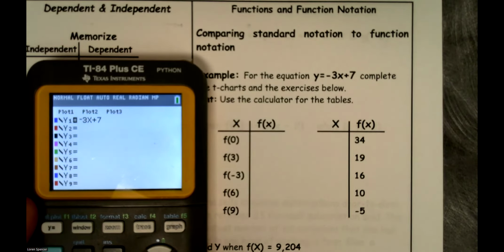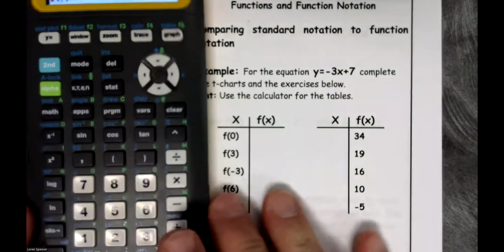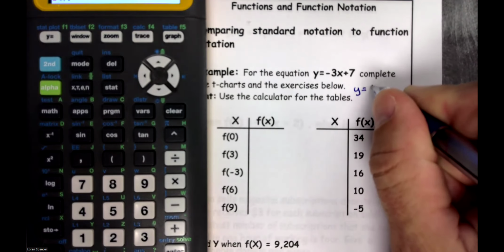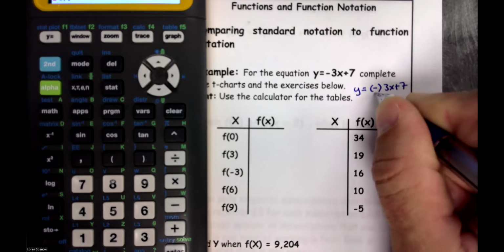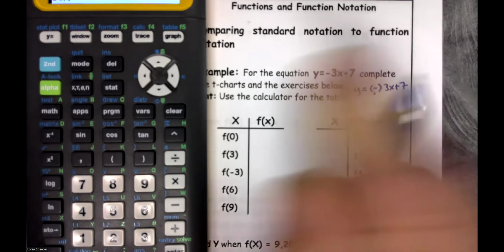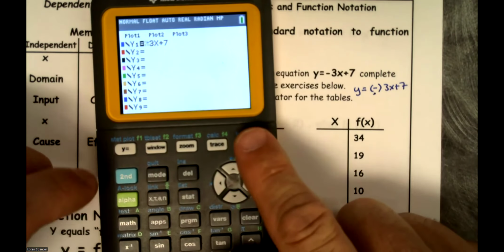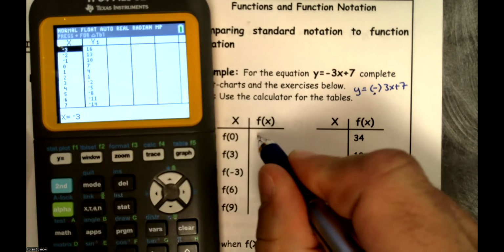So y equals, and I use the little negative button at the bottom. All right, so really I'm plugging in y equals parentheses negative 3x plus 7. That's the negative button, looks like that at the bottom. All right, once I do that, I press blue and graph, and I go, oh, when it's 0, this is 7.